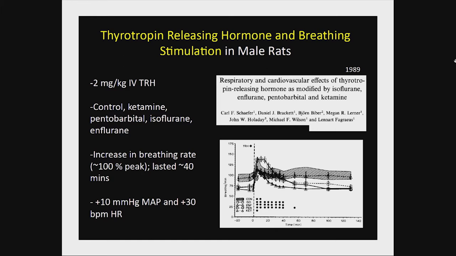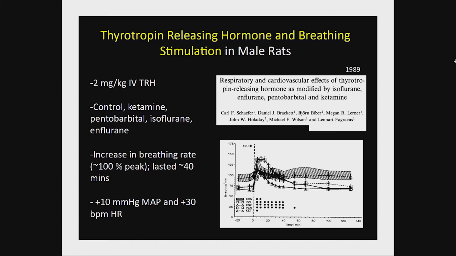And this was a paper published in 1989 by Schaefer et al. And what they did was they injected 2 mg/kg of IV TRH into rodents. And they studied conscious animals as well as anesthetized animals. And what they saw was that there was a significant increase in the breathing rate, which lasted about 40 minutes. Right? They also saw a slight increase in blood pressure and a slight increase in the heart rate.